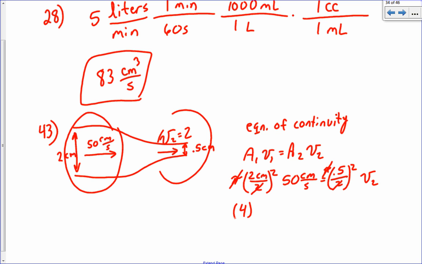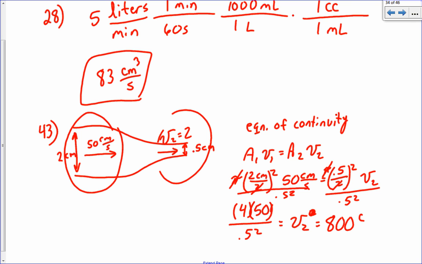That's 4 times 50. And then I divide by 0.5 squared. Divide both sides by 0.5 squared. And that gives me V2. That's equal to 200 over a quarter, which would be 800. 800 centimeters per second. It's the equation of continuity. 43.